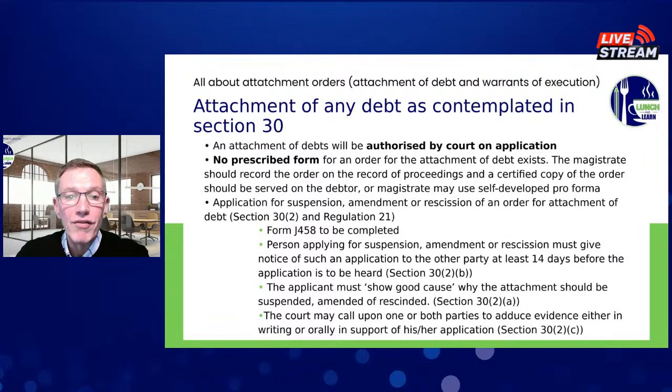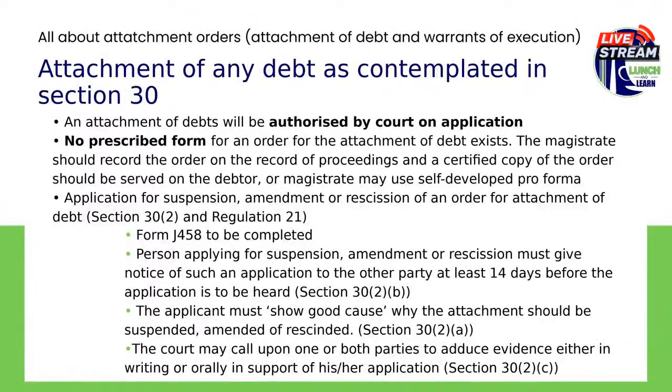Just a couple of general remarks regarding the attachment of any debts as contemplated in Section 30. Obviously, the attachment of debts needs to be authorized by the court upon application. Again, it is an application that you need to bring to court. You fill in the J306 form, and you instruct the maintenance officer that there is money due to the respondent that could be attached. At present, there's no current form that is used for the attachment of debts, and the magistrate usually just makes a note thereof on the record.